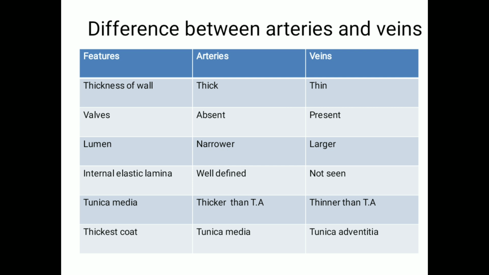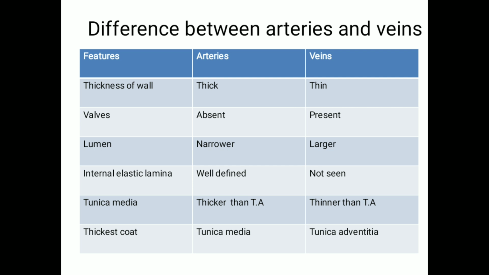So look, difference between arteries and the vein. Features: thickness of the wall. In artery it is thick, in vein it is thin. Valves: absent in artery, present in vein. Lumen: narrower in artery, larger in vein. Internal elastic lamina: well defined in artery, not seen in vein. Tunica media: in the artery the thick layer is the middle layer, the tunica media, whereas in vein it is thinner.